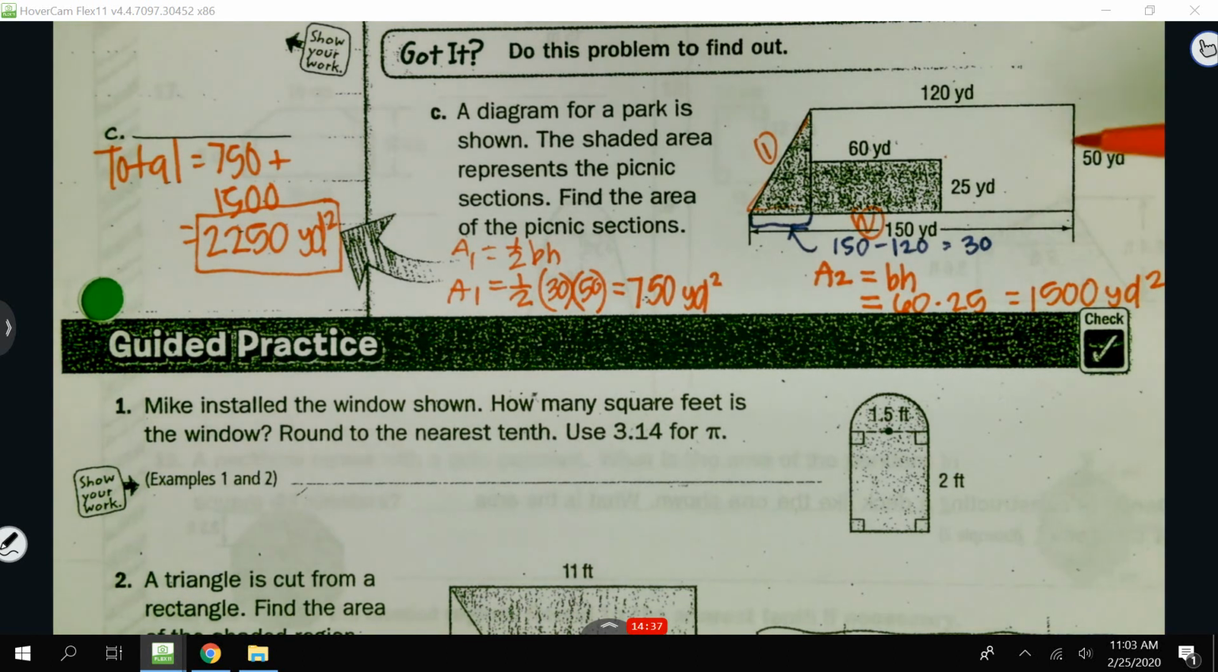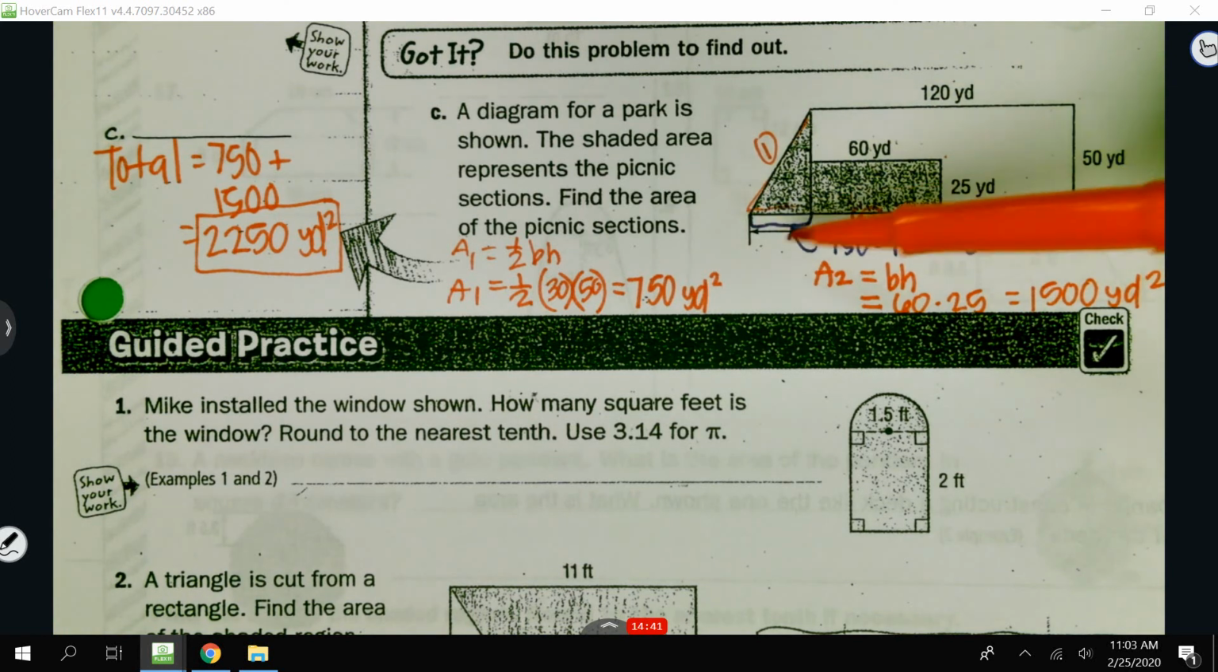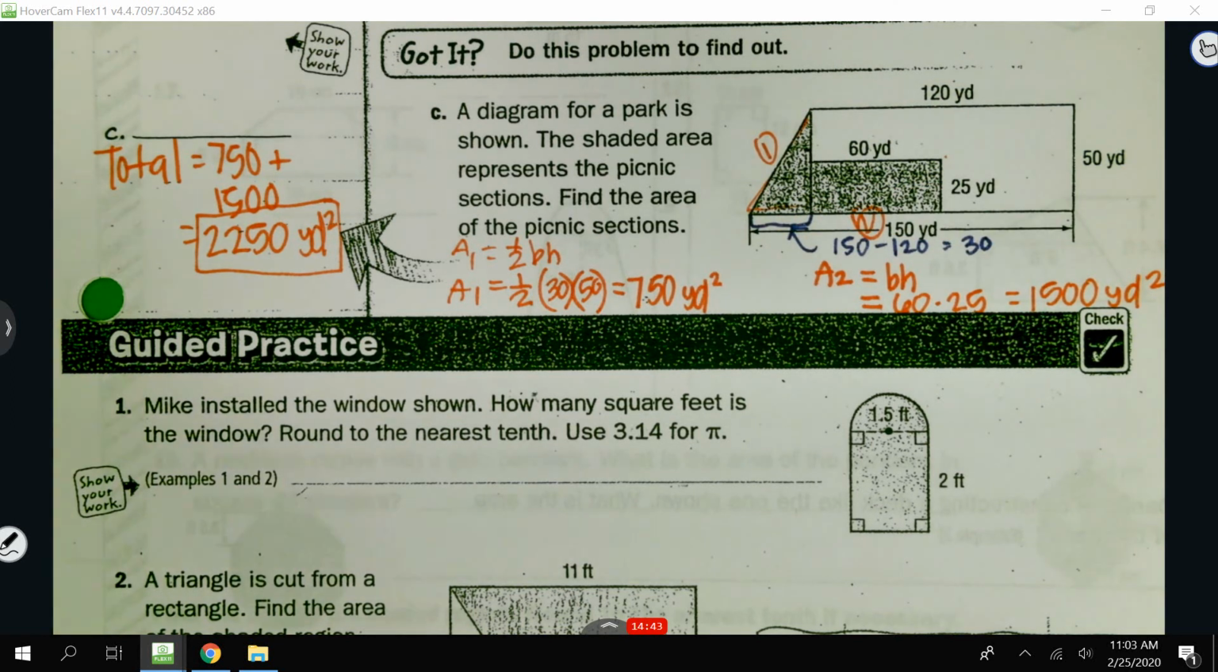So you're going to have to use all the other pieces of information that they give you. You might have to find some others based off of what they give you. Okay.